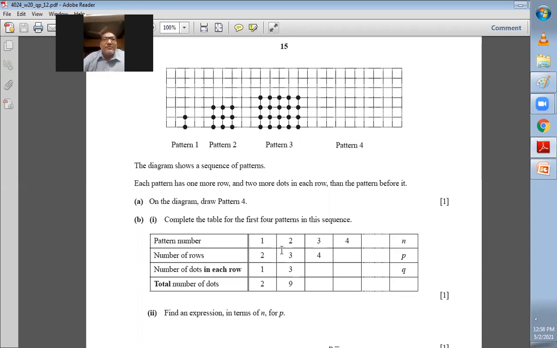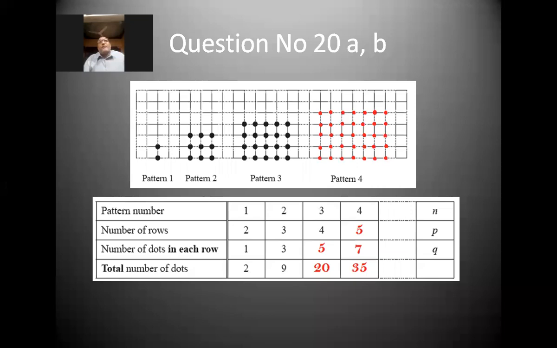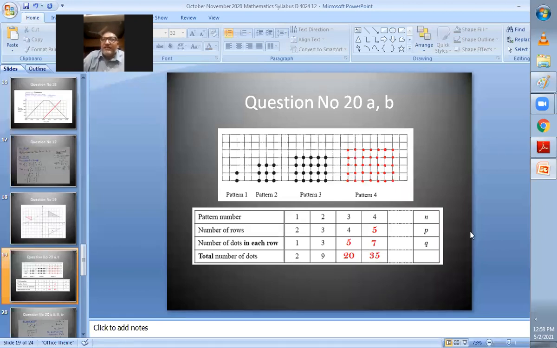The total number of dots you get by multiplying these two, the number of rows with the number of dots in each row. You multiply them, you get the total dots. So 2 multiply 1 is 2. 3 multiply 3 is 9. 4 multiply 5 will be 20. And 5 multiply 7 will be 35. Let me show you, I have completed this table. And that table is coming up on the screen. Hopefully you understand how I have completed this, a simple pattern. You just have to catch the pattern.